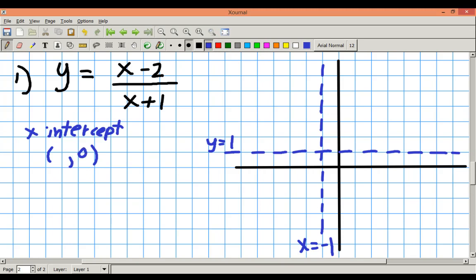Well, what makes the top of the fraction 0? 2, when x is 2. So (2, 0) is a point on your graph, which is the x-intercept. Okay, now we know how to draw that. We talked about this before.